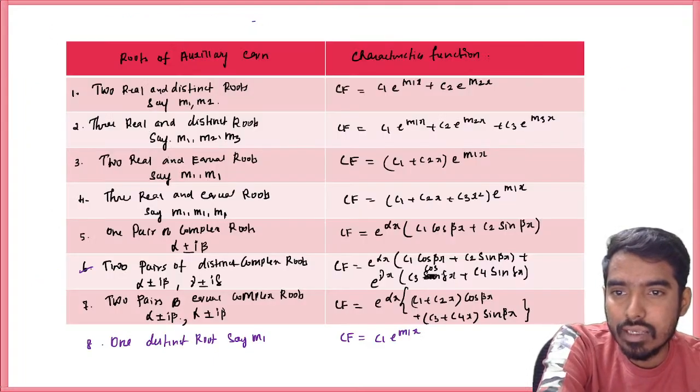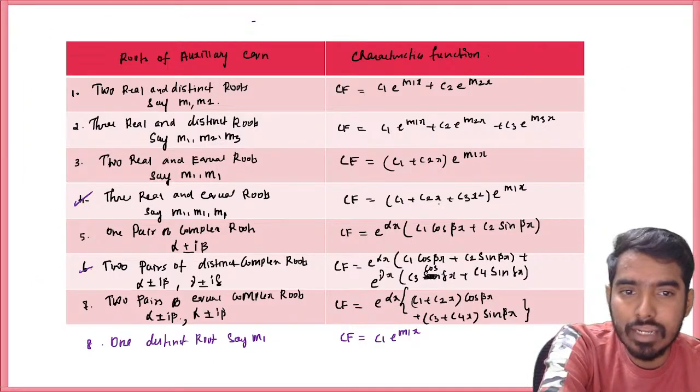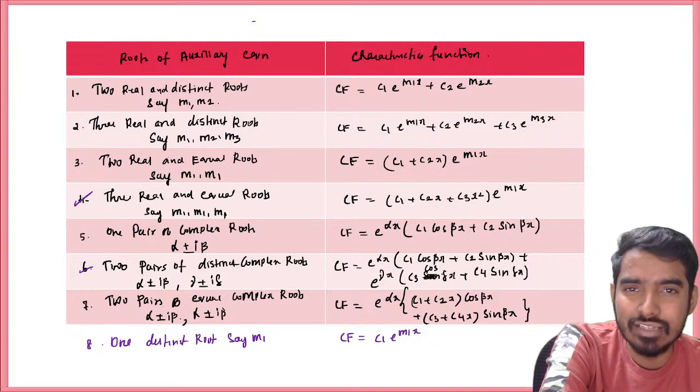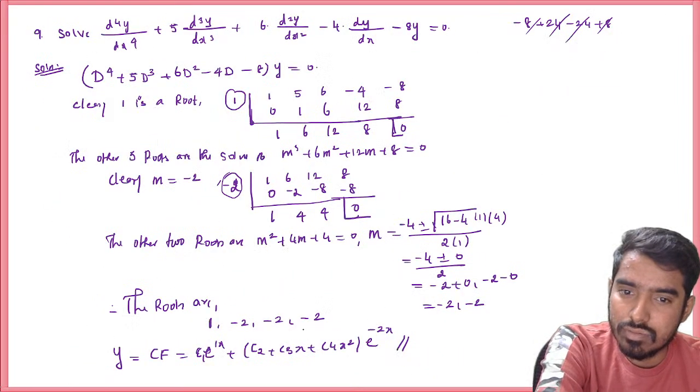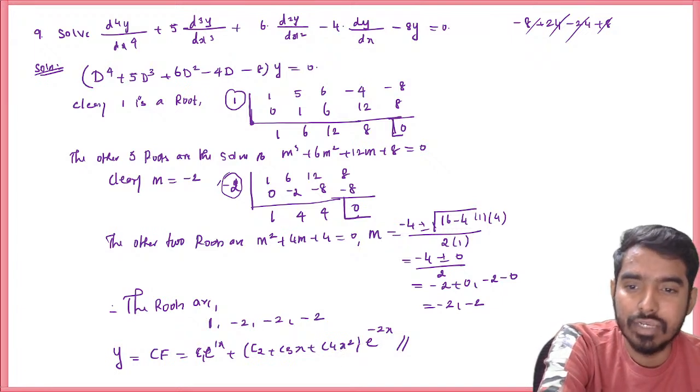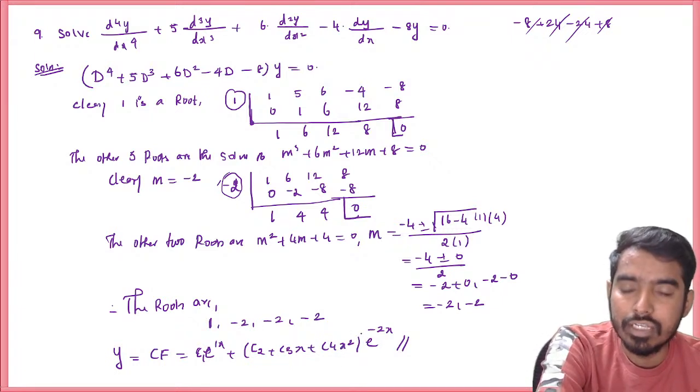So for these 3, C1 plus C2x. C1, C2, C3 are just constants, right? Since I already used C1, I'm starting with C2, C3, C4. So C2 plus C3x plus C4x square into e power minus 2x. This is the general solution. Is it clear?